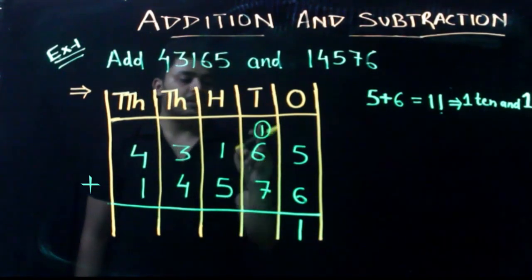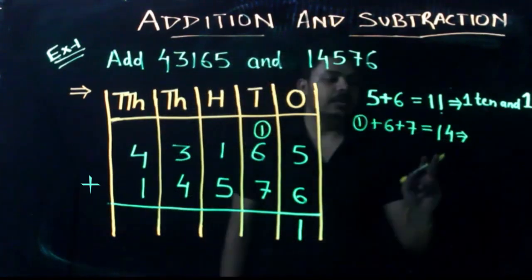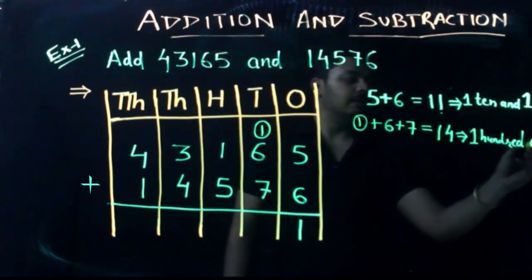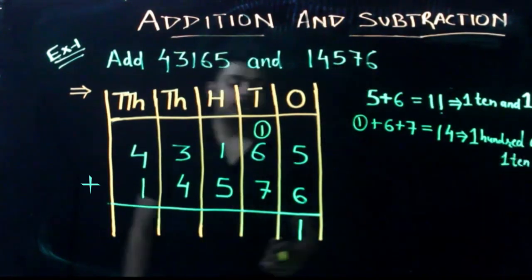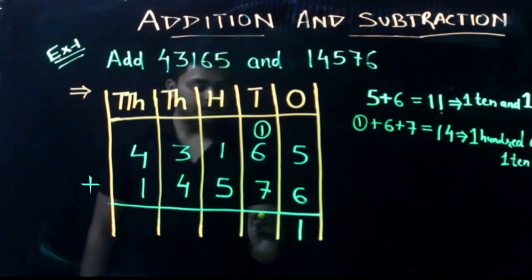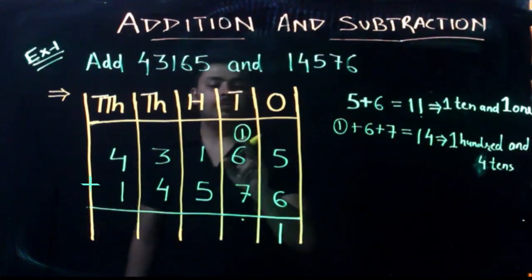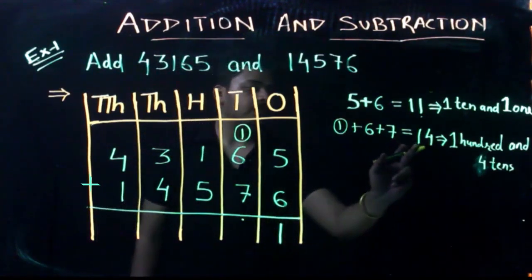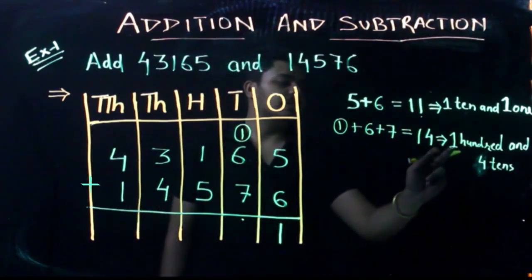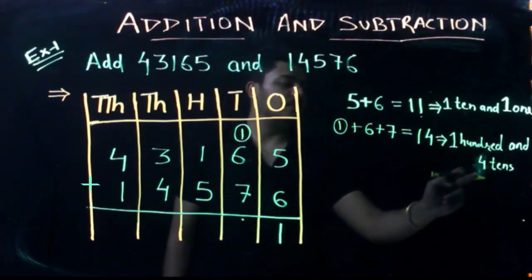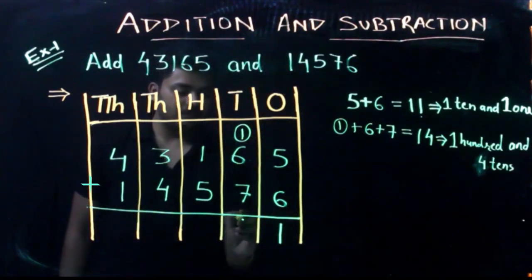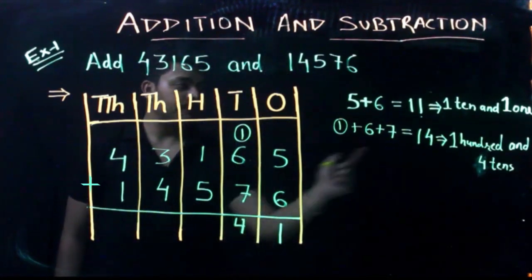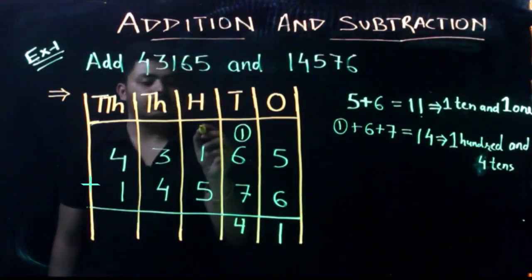6 plus 7 plus 1 is 14. It means it contains 100 and 1/10. So I'll place 1. So if we add 1 plus 6 plus 7, we get 14, which means 14 contains 100 and 4/10. It means I would place 4 as I have 4 tens, and my 100 will carry over to the hundreds column.